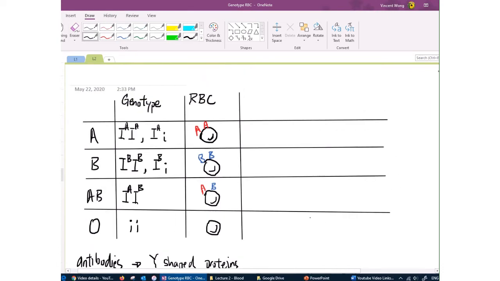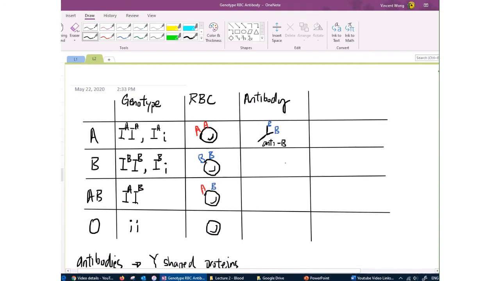So keeping that in mind, if someone is type A blood, what kind of antibodies are they going to make? Well, if you're type A blood, then it means you will not have seen type B blood before, so you would consider the B antigen as something that's foreign. So you're going to make a Y-shaped antibody that is going to attack the B antigen. Okay, so this is called anti-B antibody.